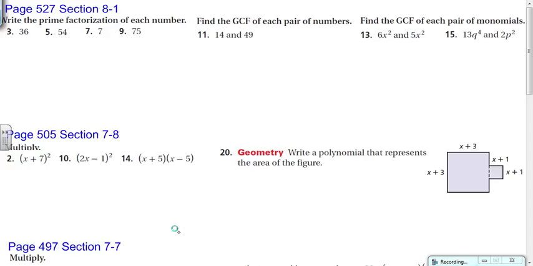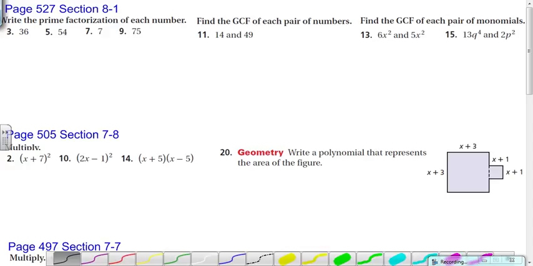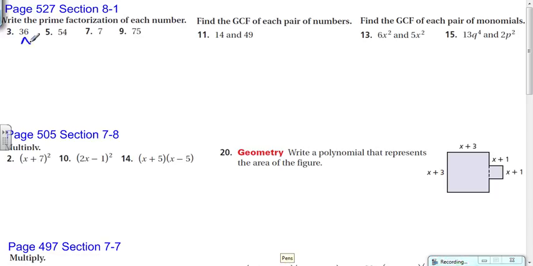Okay, for number 3, you have to write the prime factorization of 36. When I see the words prime factorization, I think factor tree. So what can I multiply together to get 36? Well, I can do 6 times 6. Somebody else may have said 2 times 18. Somebody else may have said 4 times 9.